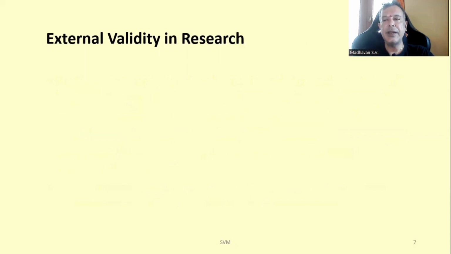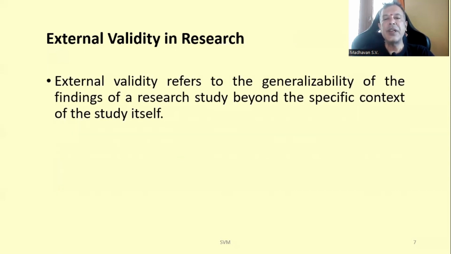External validity in research. External validity is basically about the generalization of the findings. For example, I am doing an experiment in a particular environment. Can I extend the findings to other environments also, or to a larger population? If I can, then I can say my research has a higher external validity. It refers to the generalizability of the findings of a research study beyond the specific context of the study itself.